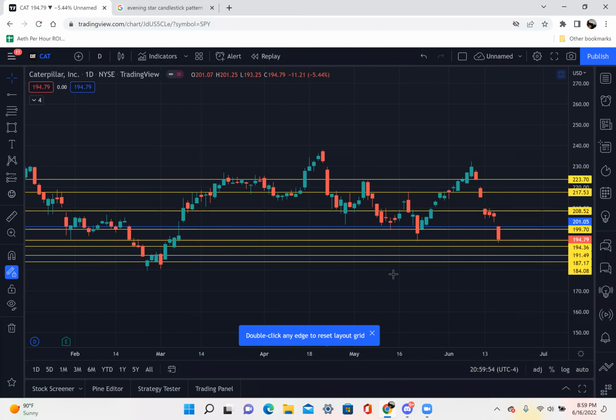Me thinking that it's going to break this level, and I don't have the mindset that my option contract has to go in the money. I really don't care. I just need my option contract to move $10 to $30.